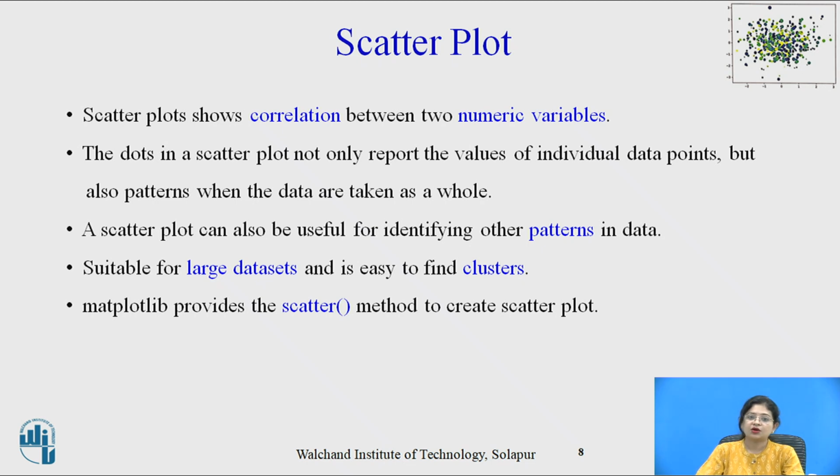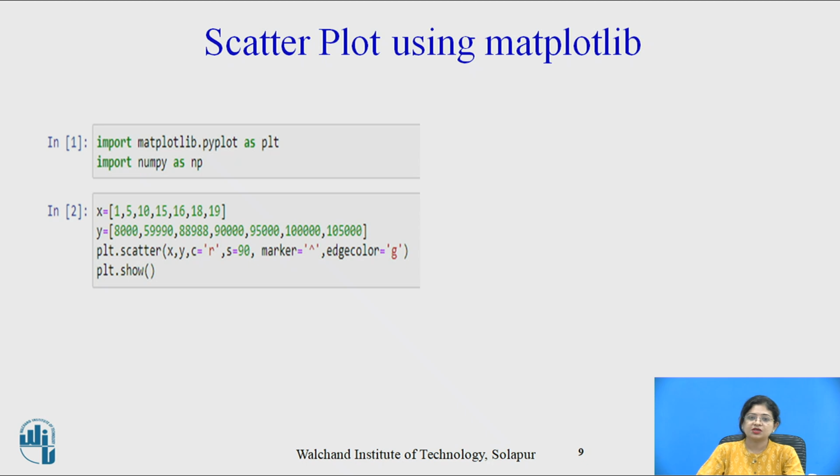Now let us see how to create a scatter plot using the Matplotlib library. So as usual, I have imported two libraries here. Then these two things are taken as data, x and y, and just put plt.scatter. So in this plt.scatter function, include x, y, c equal to r. You can give color equal to r or you can define c equal to r. So this is for color, red color.